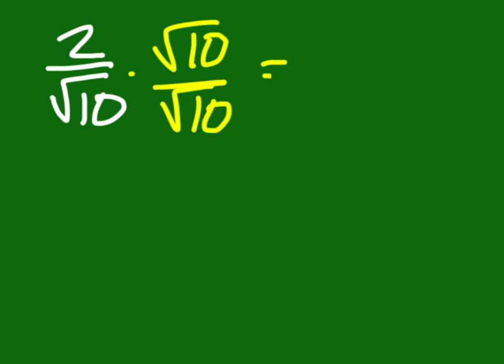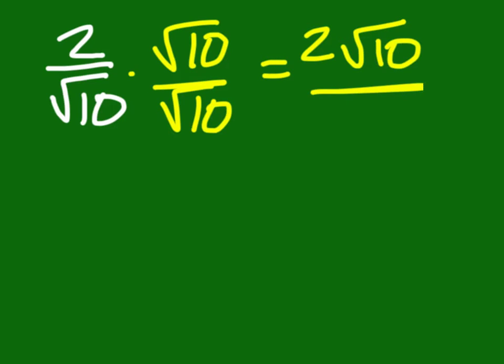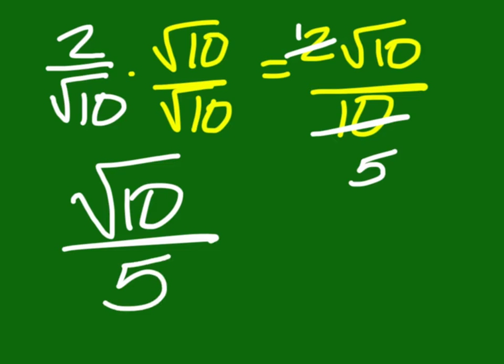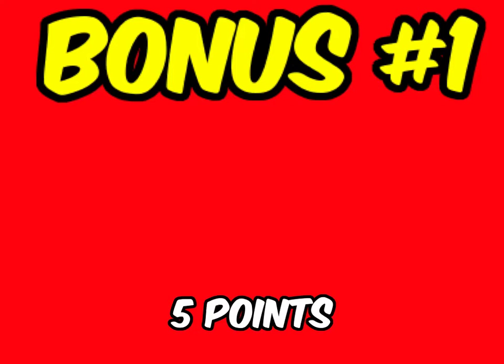On this problem, we'll multiply the top and the bottom by the square root of 10 and come up with 2 square root of 10 over 10. And 2 into itself once and into 10 5 times, so you should have the square root of 10 over 5. Try this practice problem if you're finished.